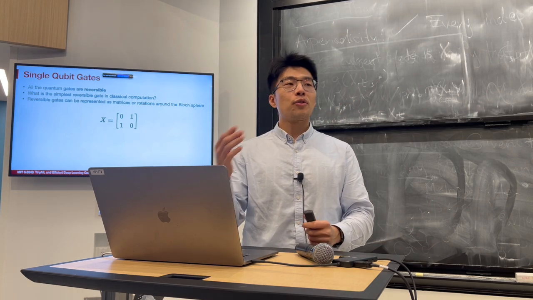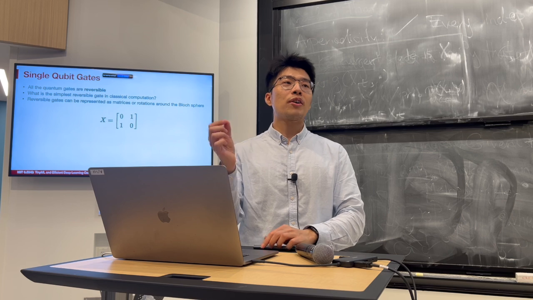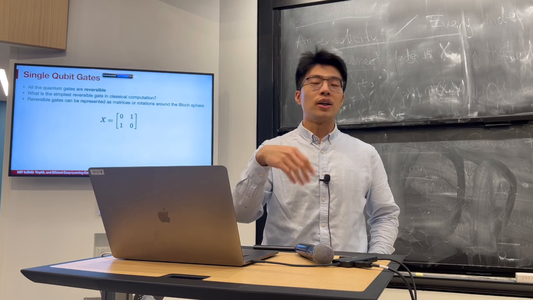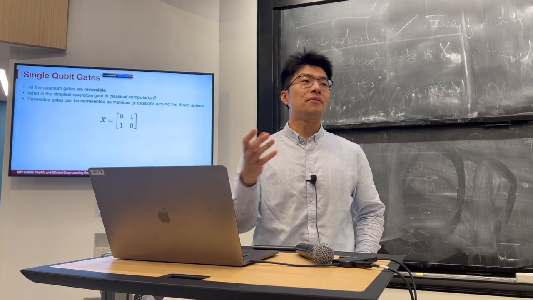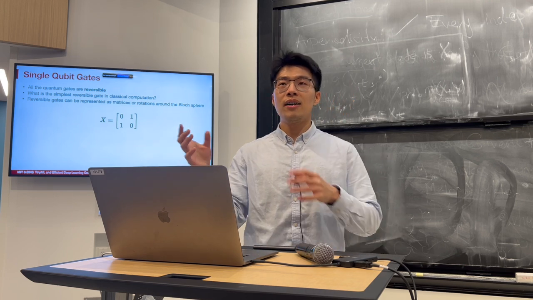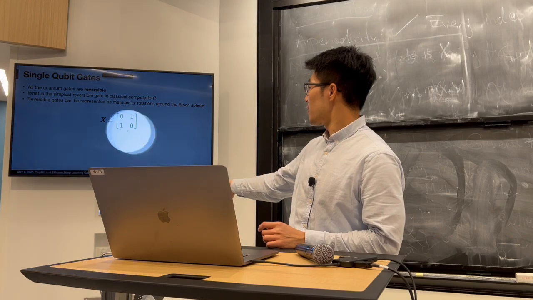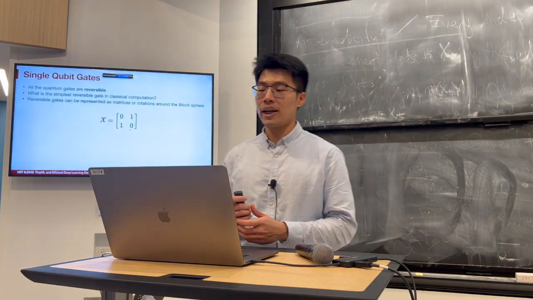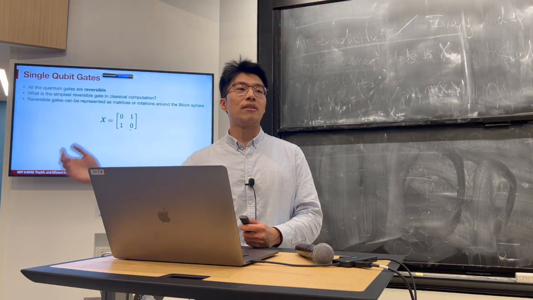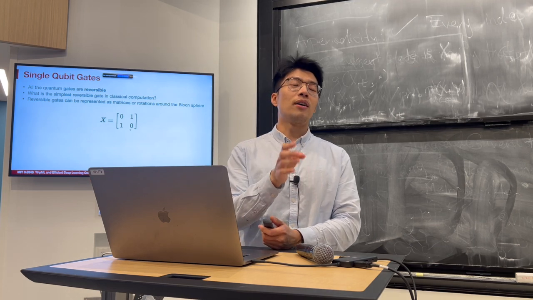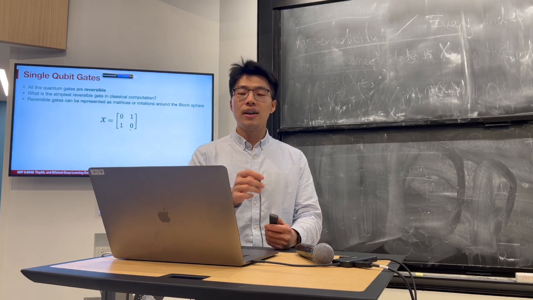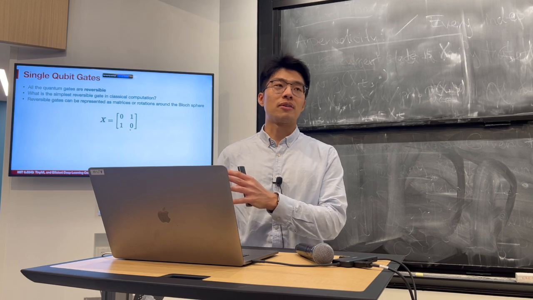So for example, if we are doing this NOT gate with 1 qubit, say we want to flip the 0 state to the 1 state. The NOT gate, represented in this matrix, is actually a reversible gate. If the final result is 1, then we know the original input was 0. So that process is a reversible process.